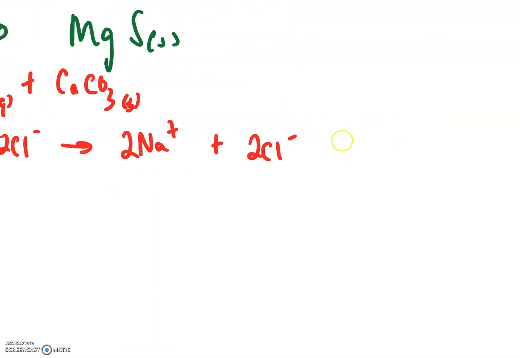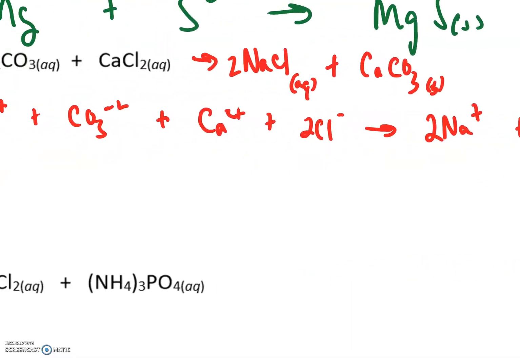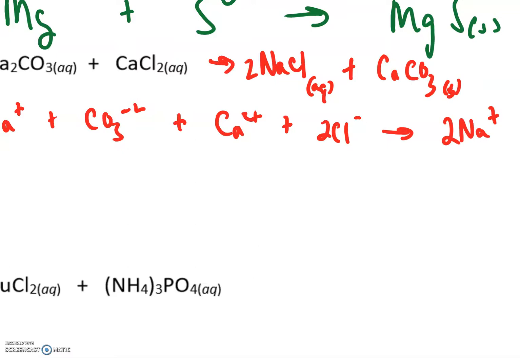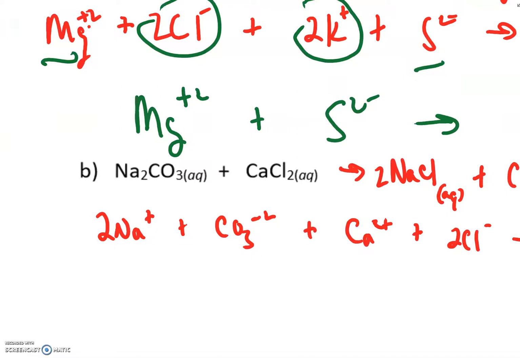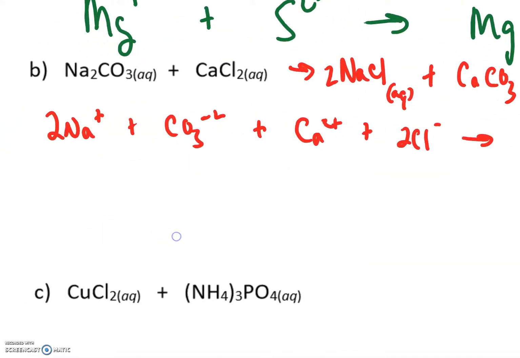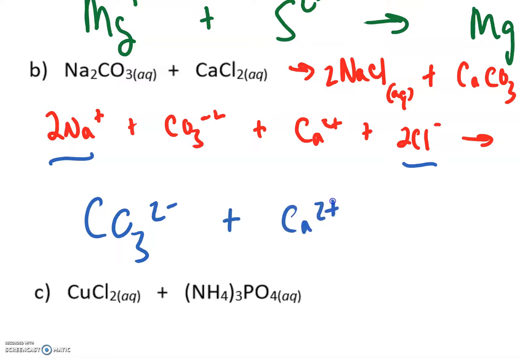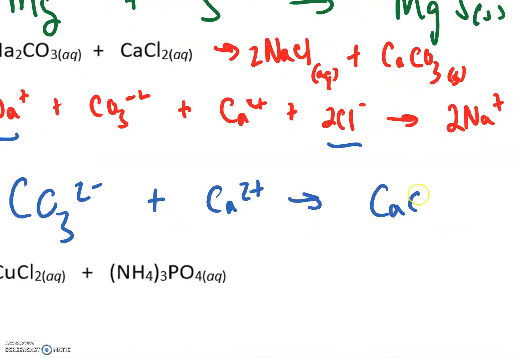But our calcium carbonate doesn't dissociate. That's the definition of a precipitate. It does not dissociate. So we know the sodium and the chlorine are our spectator ions because they don't do anything except sit there, chillaxing. So what is our net ionic equation going to be without those involved? The CO3 and the calcium to produce calcium carbonate. And that's the whole thing.